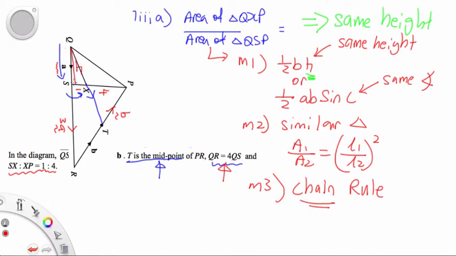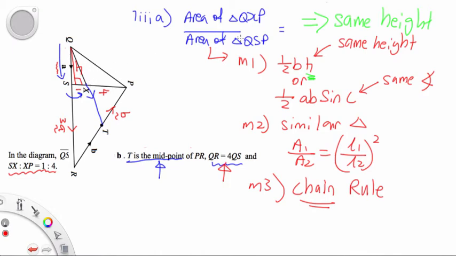And the height must always be perpendicular to the base. So always check: once you know your height, check whether your base and the height are perpendicular. If they are perpendicular, that means this height is accepted. So for both of these triangles, they share the same height. And because they share the same height, now you can start to calculate the answer.